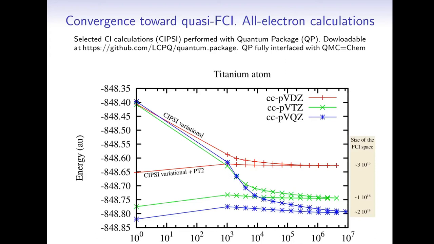Here is just one illustration of how efficient it can be. Here is the titanium atom, an all-electron calculation with double, triple, and quadruple zeta. You see the curve as a function of the number of determinants, up to 10 million determinants, and you see that the energy, here in blue, converges to the full CI limit. Here, for example, you have 10 to the 18 determinants, and with 10 to the 7, with some accuracy, you can converge to the full CI limit. It is extremely impressive how small a number of determinants is needed to reach the full CI energy with chemical accuracy. So that's that kind of idea.